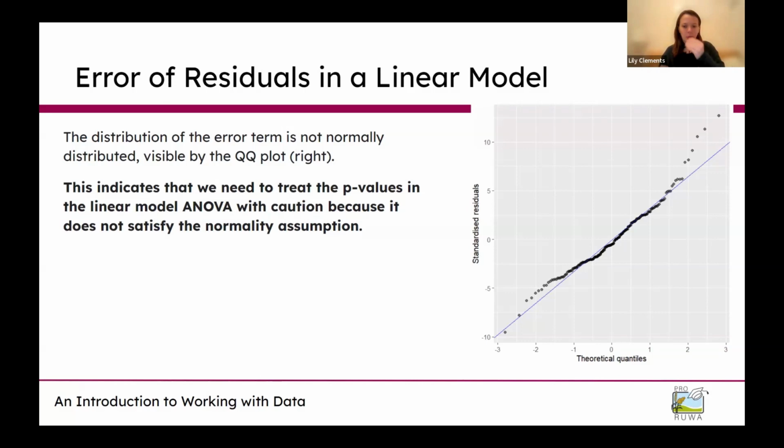Now, we put in here on the QQ plot this blue line, and it's fine if there's a little bit of stray at the tail ends of the blue line, but here there's a lot of stray in our points, and they don't follow the blue line as much. So this indicates that the distribution of the error term is not normally distributed, and therefore we need to treat the p-values in the linear model ANOVA with caution, because it does not satisfy the normality assumption.